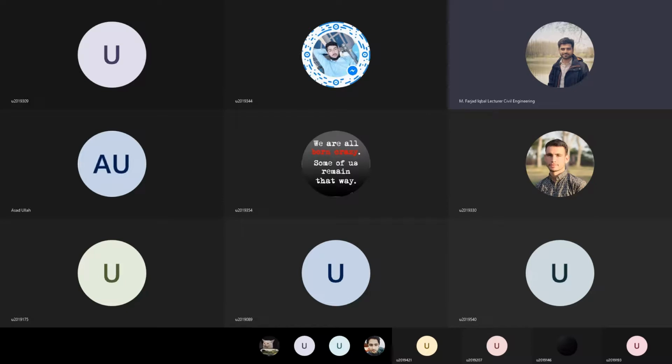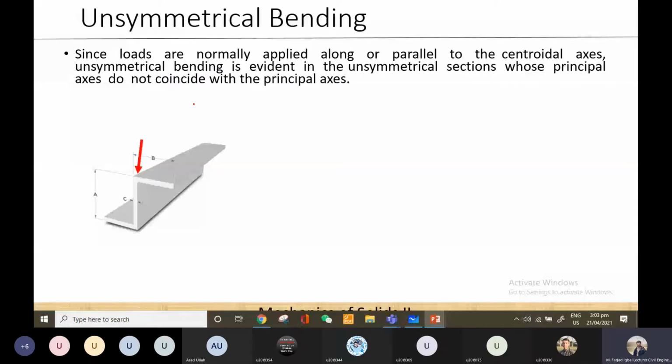So for that case, if I want to find the stress at this particular point, if this is the beam, and this is the cross section of the beam, then I have to resolve this load or the moments that are acting onto the principal axis, and then from the principal moments I can calculate the stresses.